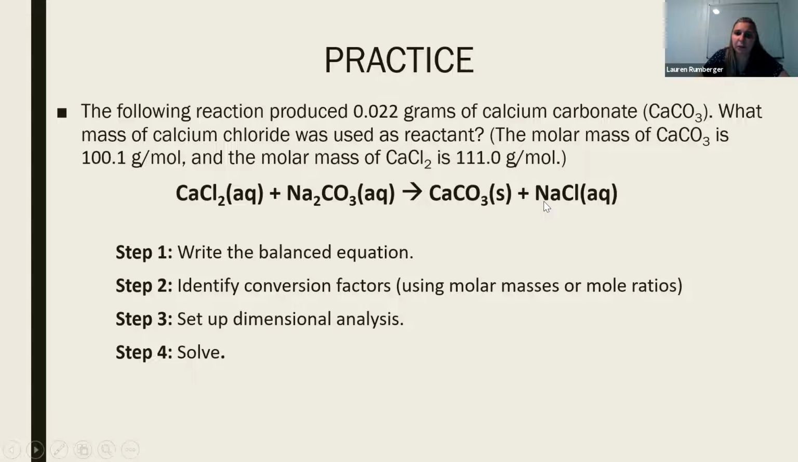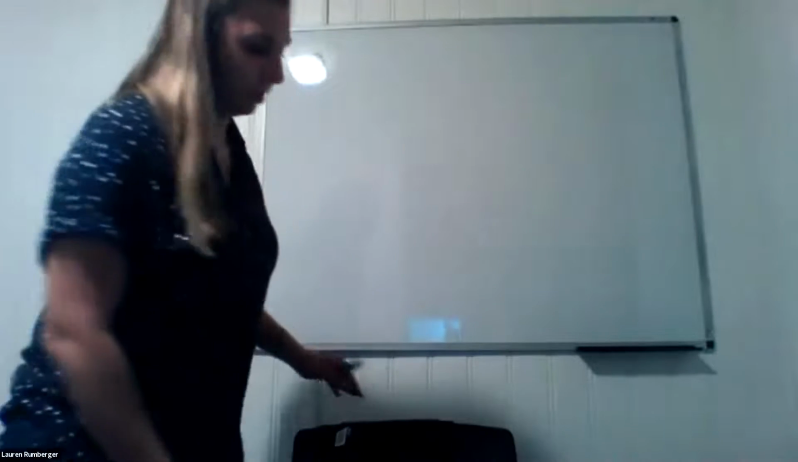Then it's asking you to identify your conversion factors that are needed, using molar masses and mole ratios, and then set up your dimensional analysis. Okay. So I'm going to switch over and start getting this written out, starting with the chemical equation.